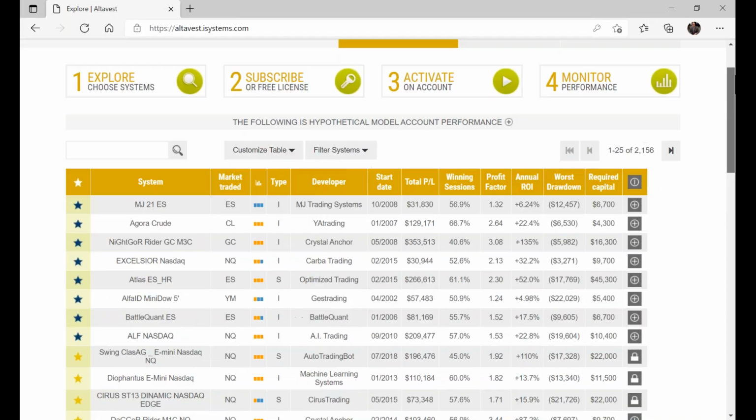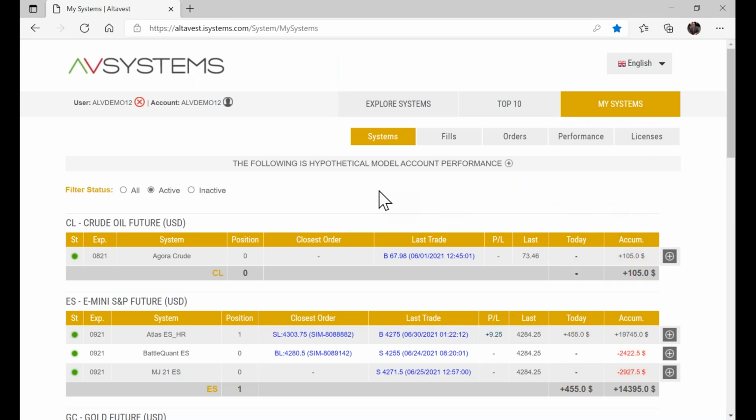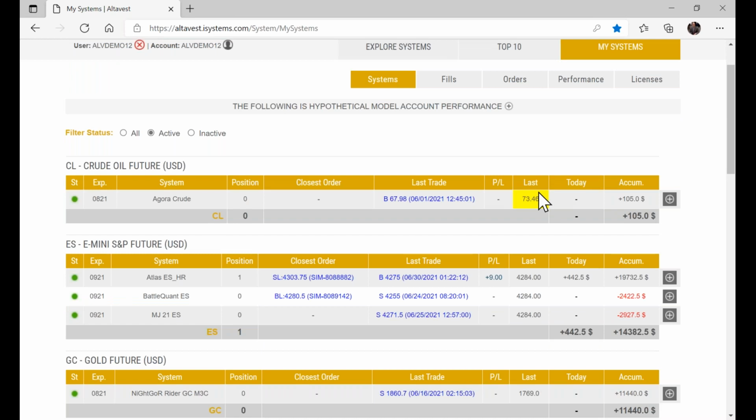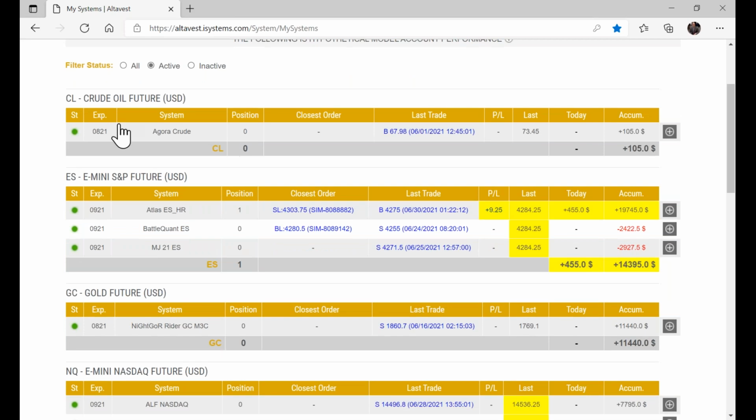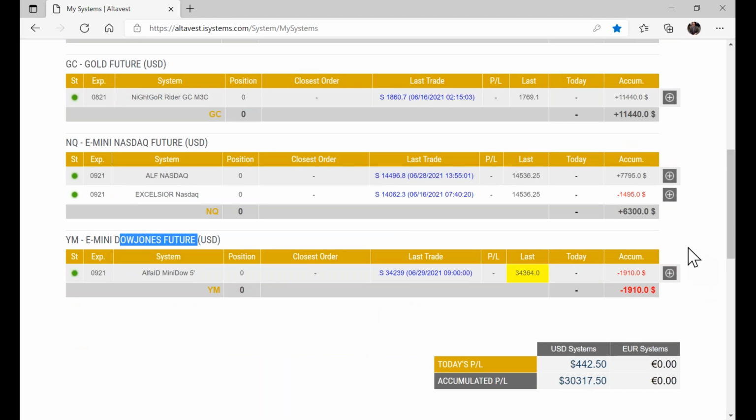But this is where you would go under My Systems. So if it were active, it would just show up here. And you can see at the moment this is live trading. The markets here are flashing in yellow, the pricing. And you'll see here's a crude oil, there's an E-mini S&P. There's 3 systems here: gold, mini NASDAQ, the mini Dow. So that's what's currently active in this demo account.